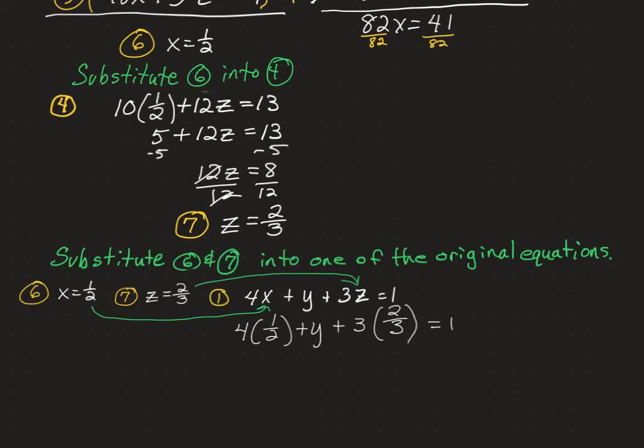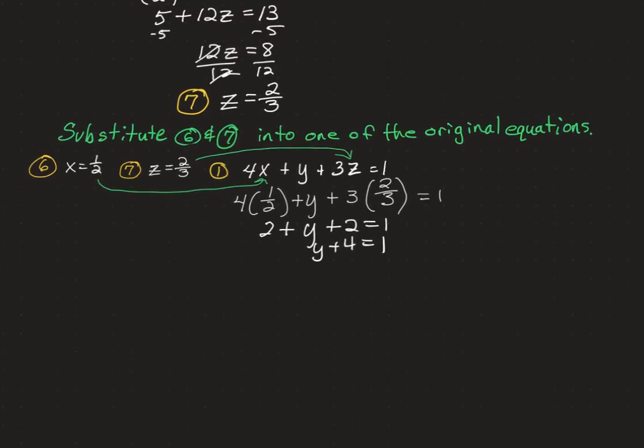Now we're going to substitute equation 6 and equation 7, in other words, the value for x and the value for z, into one of the original equations. Pick one. I picked equation 1, and I am going through the steps of solution. Pause the video if you need to take a moment to look at what I'm doing. I make a little more room, and here is my last step.